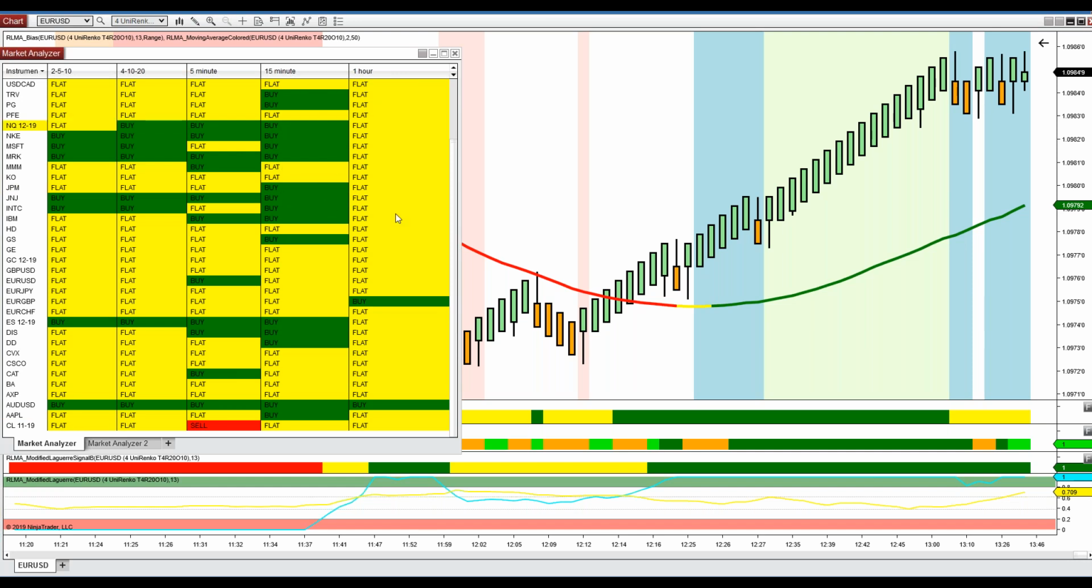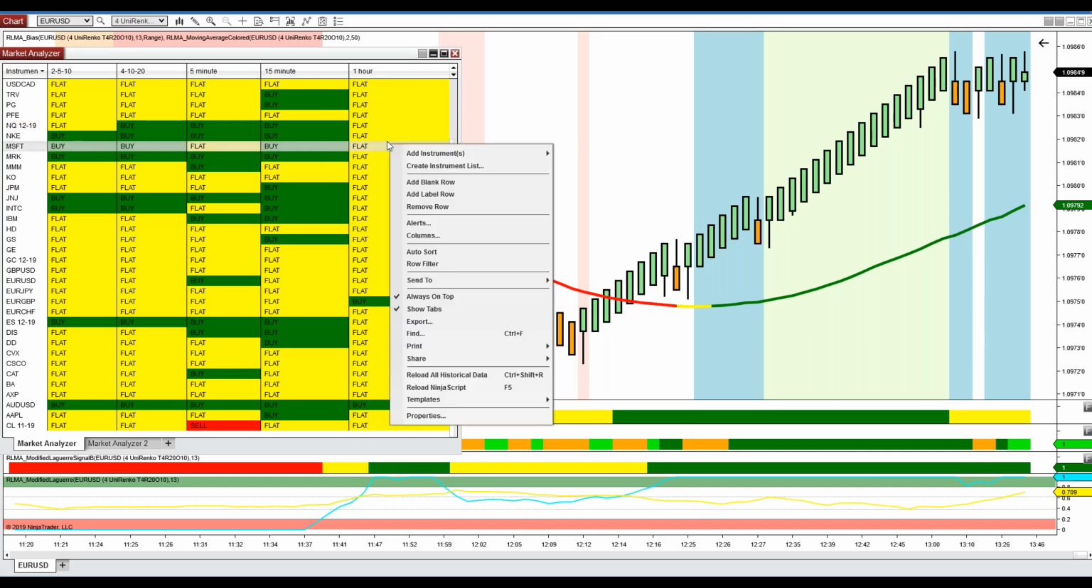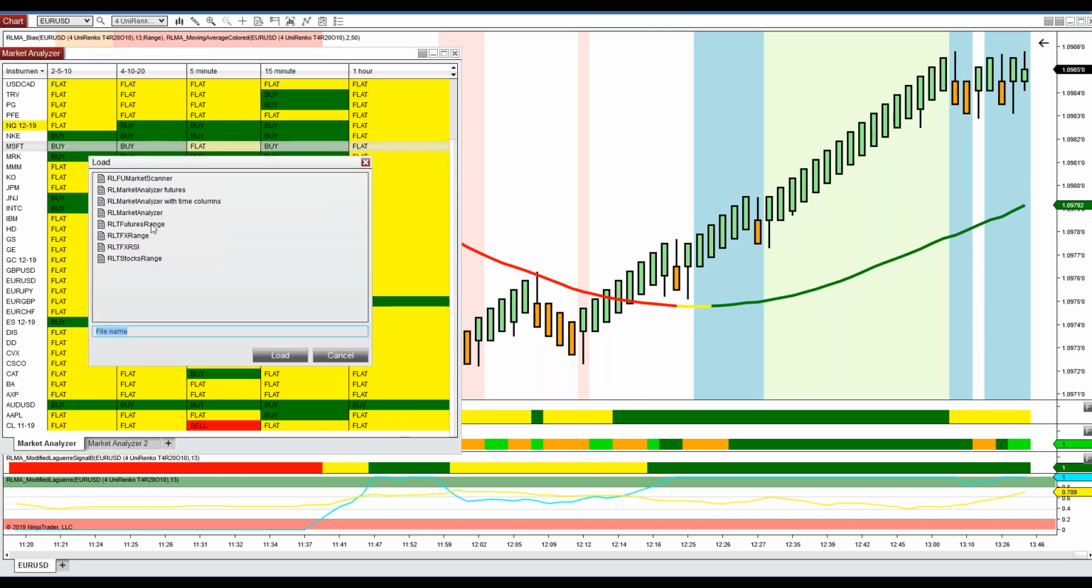We'll configure the templates for you. And here's how you do it. You just right click, go to templates, go to load, and you're going to have the scanner pre-formatted with the time frames that you want to trade and the instruments already inserted that you want to look at. So I want to take this and call this the RLT scanner and save it.